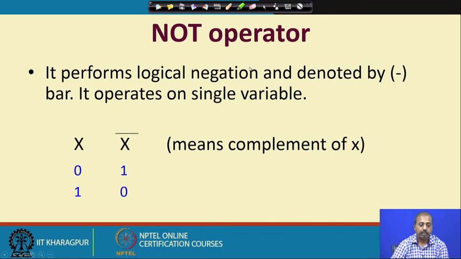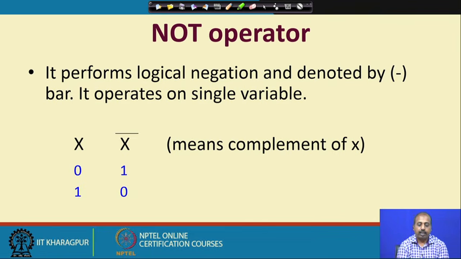For the NOT operator, it is a unary operator, so it takes only one operand and does the operation on that. So, this is denoted by a bar over the symbol. If x is the variable, its complement is denoted as x bar, and if x is 0, then x bar is 1, if x is 1, x bar is 0. So, this is just the complement of x.